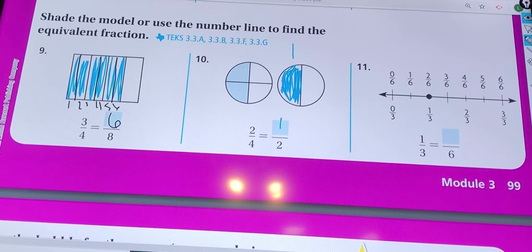And number 11 is a number line. So we're looking at 1/3 is equivalent to how many sixths? And they've actually already broken the number line apart into sixths and written all of the fractions for you. So you can just look, 1/3 is equivalent to 2/6. So if I colored in one, or if I went from 0/3 to 1/3, it would be there. If I went from 0/6 to 2/6, it would be the same.